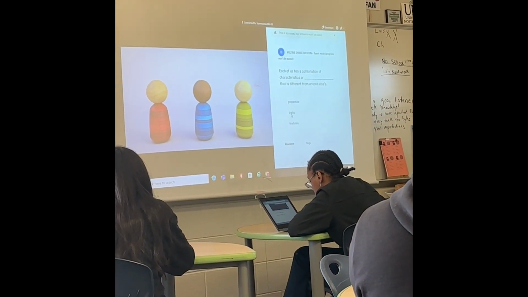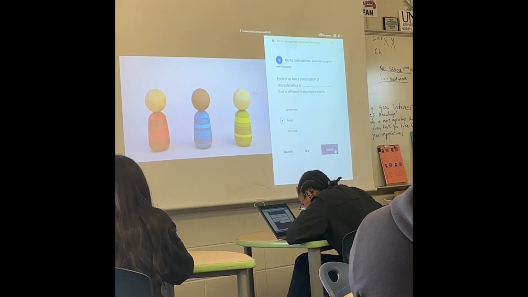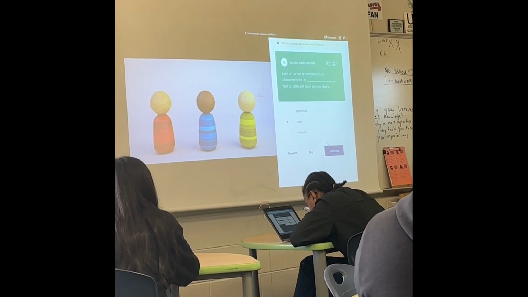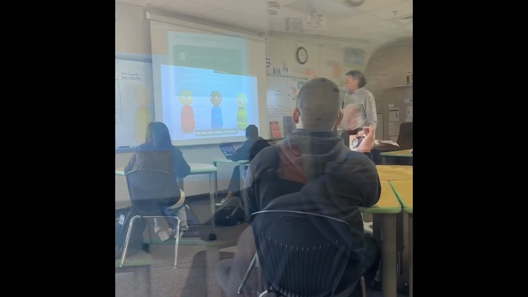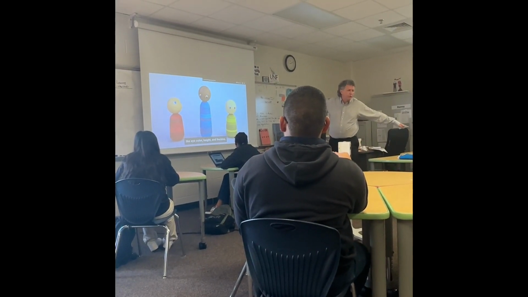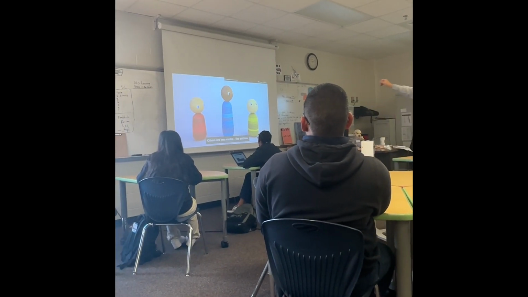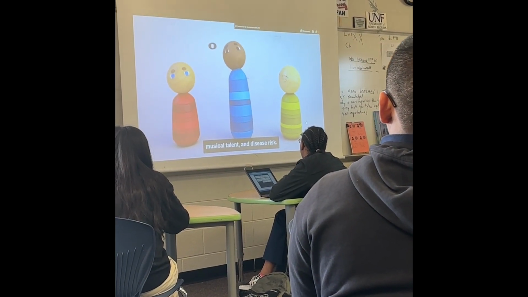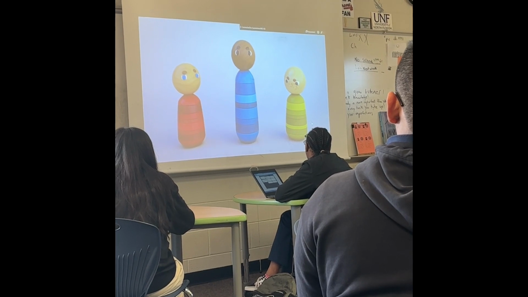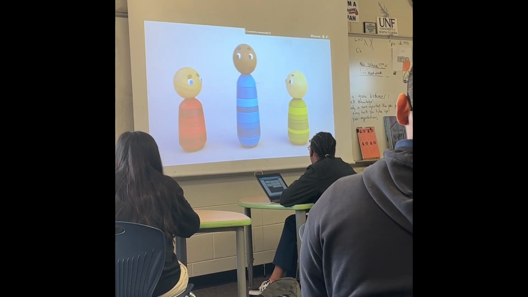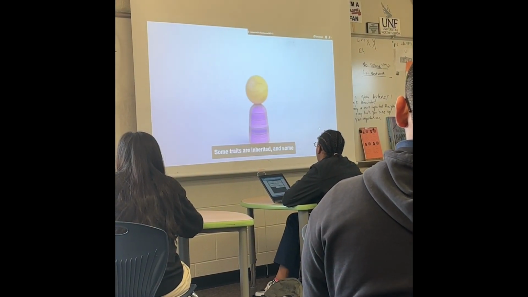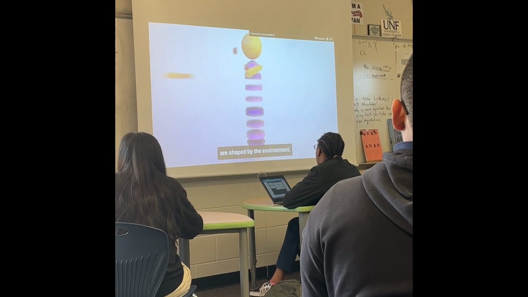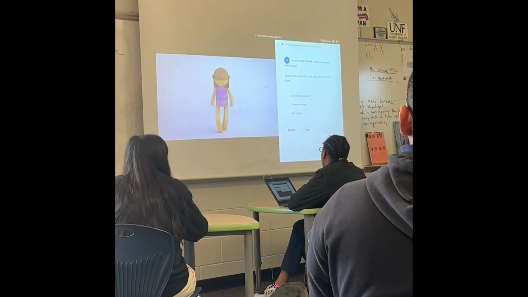We're going to pick traits as our answer. Let's see how we did. Yes, we got 100. Everybody got it right. Each of us has height. Others are less visible, like asthma, musical talent, and disease risk. Some traits are inherited, and some are shaped by the environment.